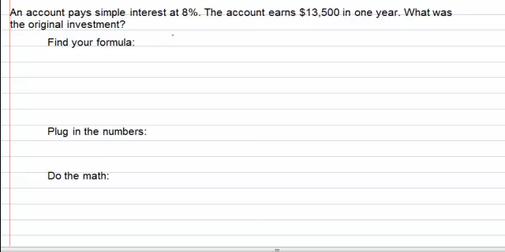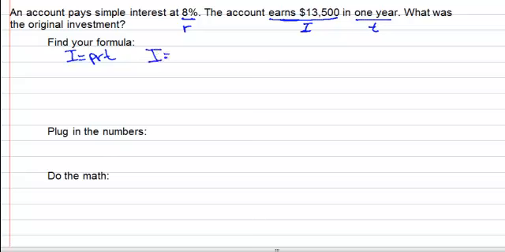So the first thing we do is we look at this, we see that we've got an account that pays simple interest at 8%. It earns that in 1 year. So those are the pieces of information. That "earns that" is our clue that that's probably interest. Here's our time, which is pretty obvious, and our rate, of course. So our formula, I is equal to PRT.